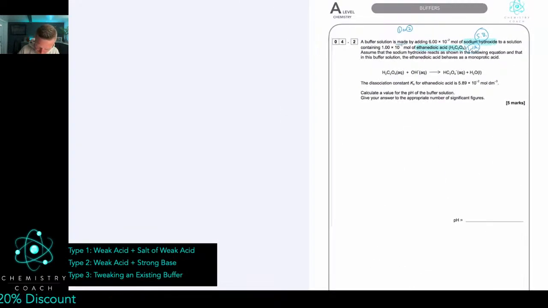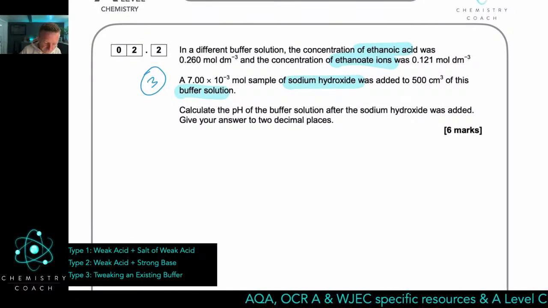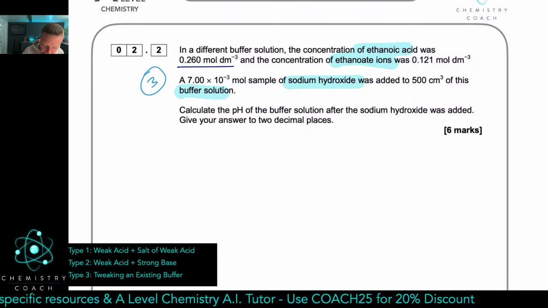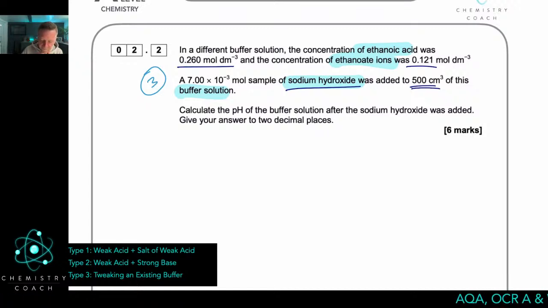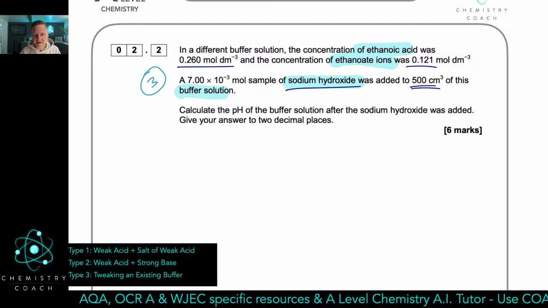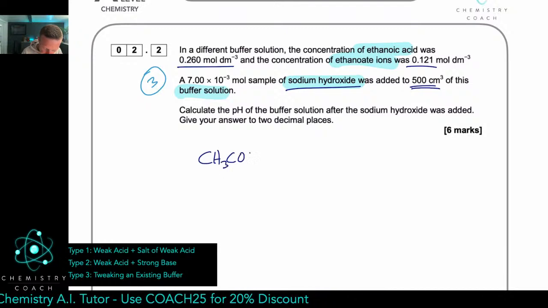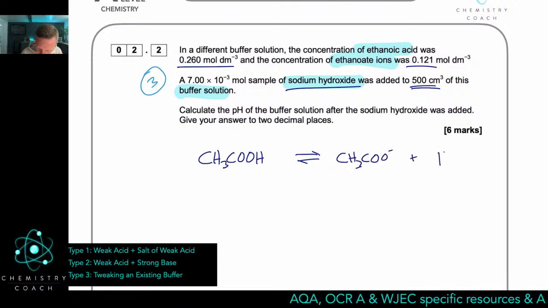Let's have a look at the very first one we looked at, this one here. So in a buffer solution, the concentration of ethanoic acid was 0.26 and the concentration of ethanoate ions was 0.121. A 7 times 10 to the minus 3 mole sample of sodium hydroxide was added to 500 centimeters cubed of this buffer solution. Okay, we need to calculate the pH. So we need to set up for type 3. The first thing to do is set up, we've got ethanoic acid, and that dissociates into, basically, let's call that our salt, and H plus.